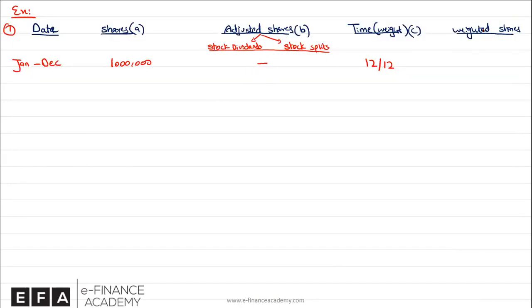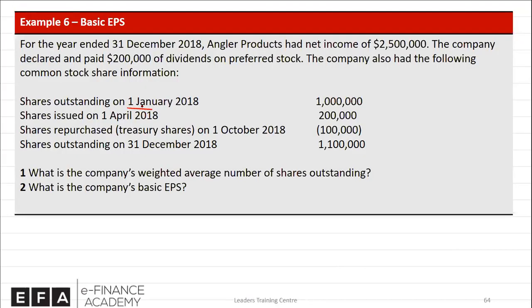to use this. So for weighted shares, all we're going to do is say the shares we have, which is A, times we will weight by the time, which is actually by C. So you weigh the number of shares by time, so that's 1 million times 12 by 12, and you get 1 million weighted shares that have been weighted by time. All right, let's go back.